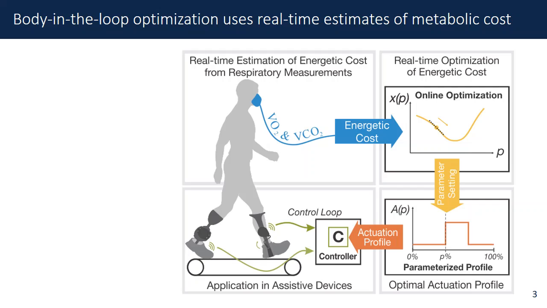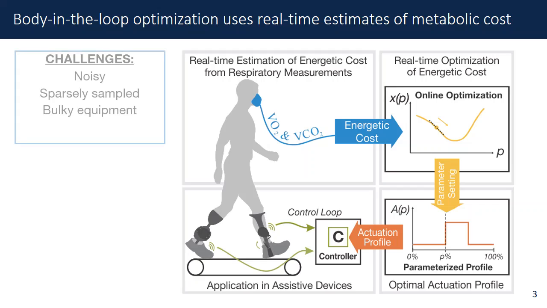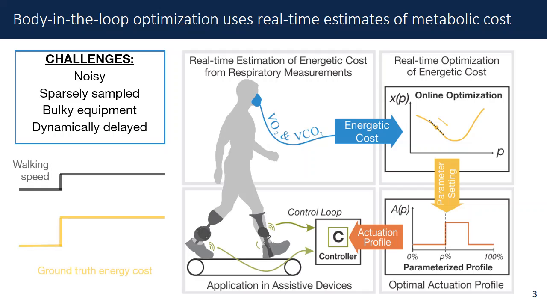A challenge with this method, however, is that body-in-the-loop optimization algorithms require real-time estimates of metabolic cost, and these are currently obtained through indirect calorimetry. Some of the challenges associated with indirect calorimetry is that measurements are noisy, sparsely sampled, and they require that the user wear a bulky mask over their nose and mouth. These signals are also dynamically delayed.